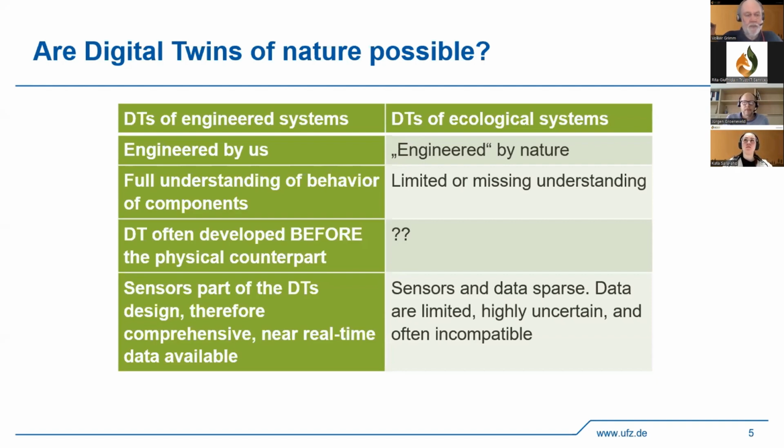Digital twins of engineered systems are often, as I mentioned, constructed before the real system. Well, this is of course not possible in our case. And the sensors are often part of the digital twin's design in engineering. Therefore, comprehensive near real-time data are available. Sensors and monitoring provide very sparse data in ecological systems. So data are limited, highly uncertain, and often incompatible. So you see that you cannot expect to really have this twin idea of very close realism implemented at the same level as people can do it in engineering.